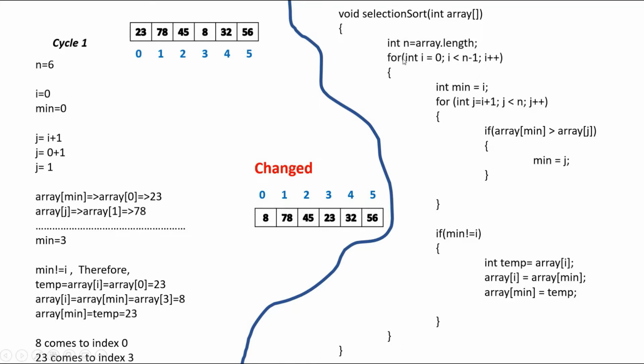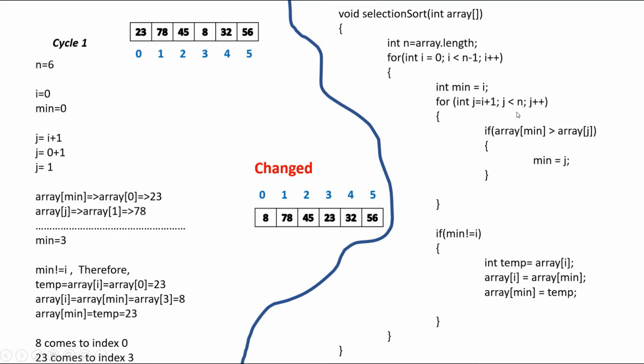Okay, let's go to this for loop. In this for loop, first the i value will be 0. So I have written i equals 0. And inside that for loop, I have created another variable called min, and I have given the value of i for that. What is i? i equals 0. Therefore, min also will be 0.